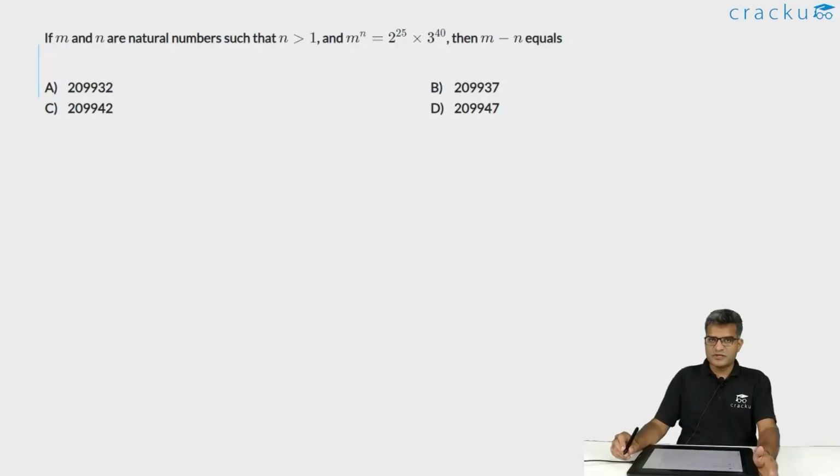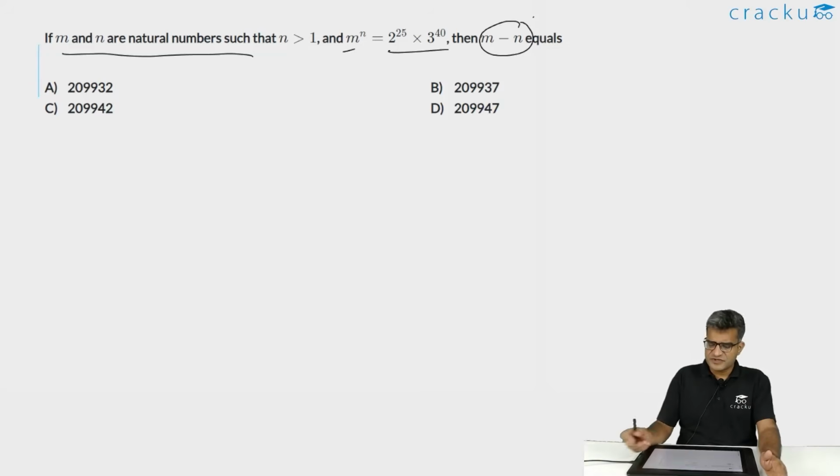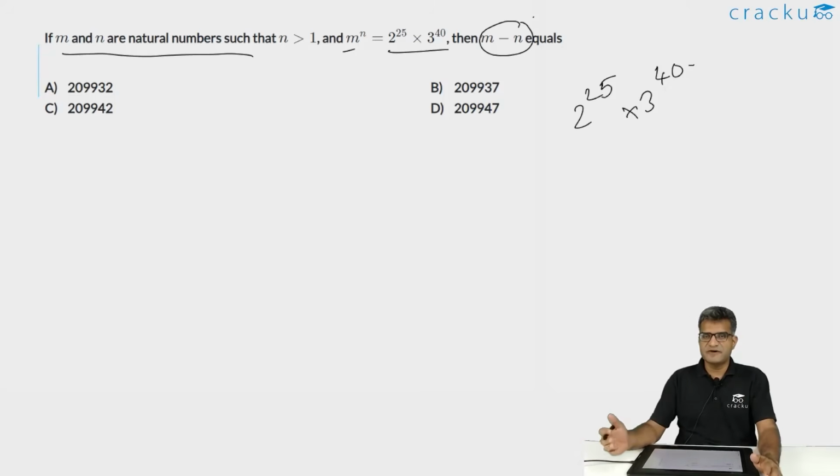In this question, we are told that m and n are natural numbers such that n is greater than 1 and m to the power n is 2 to the power 25 into 3 to the power 40. We are asked to calculate m minus n. So essentially what we are required to do is take 2 to the power 25 into 3 to the power 40. We should combine both the terms such that the power is the same.